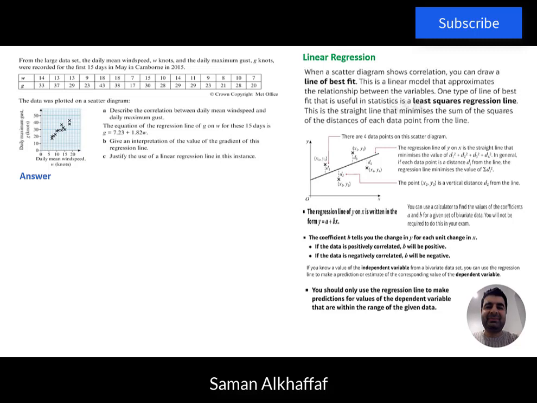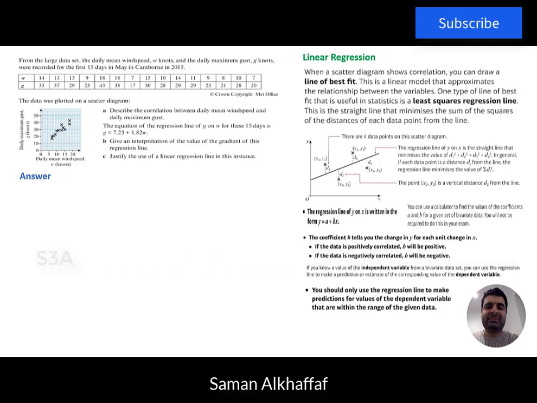In this example, from the large data set, the daily mean wind speed W knots and the daily maximum gust G knots were recorded for the first 15 days in May in Camborne in 2015. Shown is the data of the wind speed versus the daily maximum gust. The data was plotted on a scatter diagram.